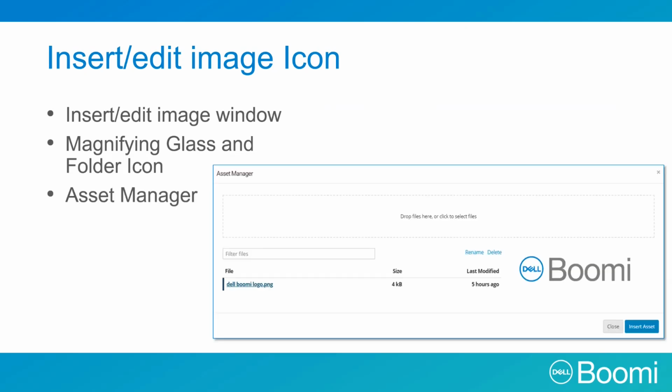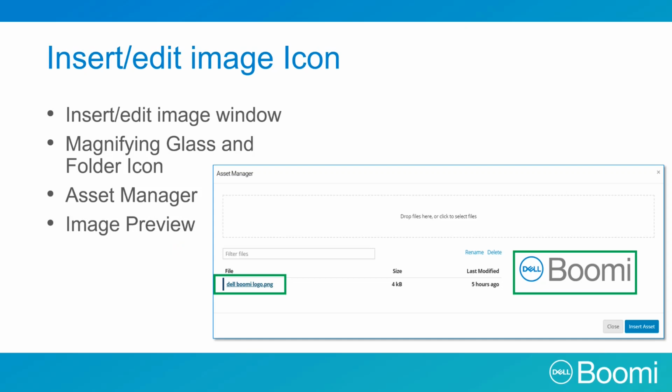The Asset Manager window will appear on the screen. Clicking on the Drop Files here or click to Select Files box will allow you to select a file from your computer drive into the Asset Manager for upload into the BoomiFlow platform. Clicking on the file that is uploaded will show you a preview of the image. Then click on the blue Insert Asset button when the image file is selected.